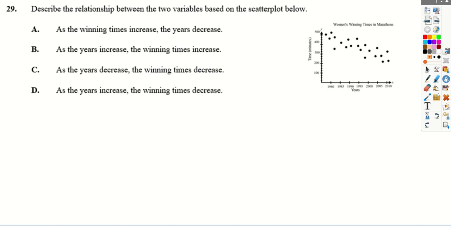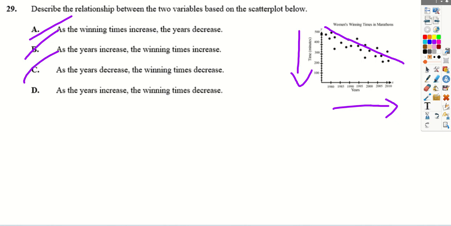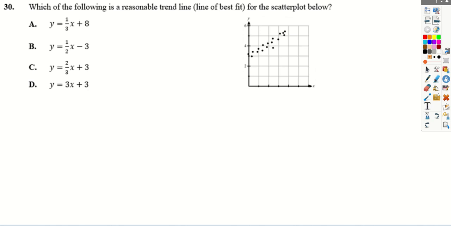Okay, what is the relationship of the scatter plot? It is going down, okay? And as years go up, time goes down. So the winning time increases as years decrease? Nope. As years increase, winning times increase? Nope. As the years decrease, nope, they're going up. As years increase, times decrease. And that makes sense.